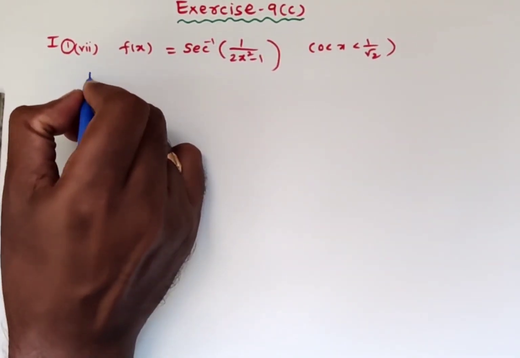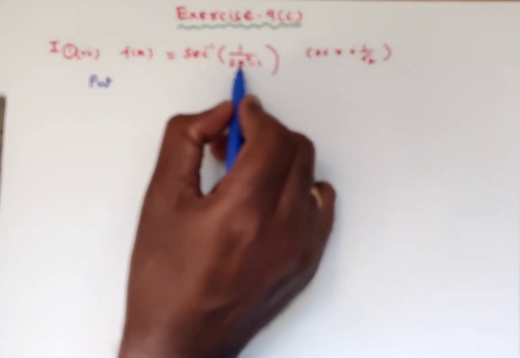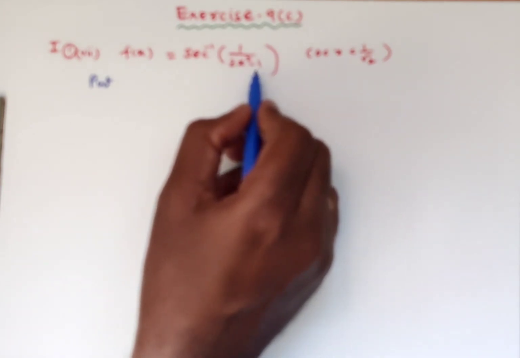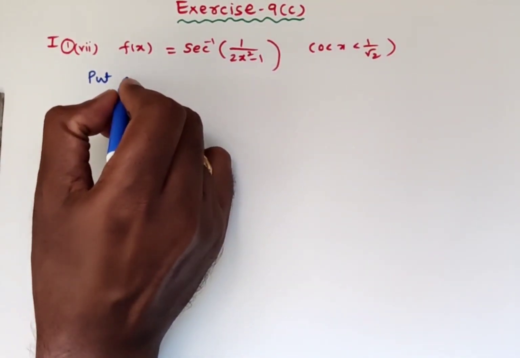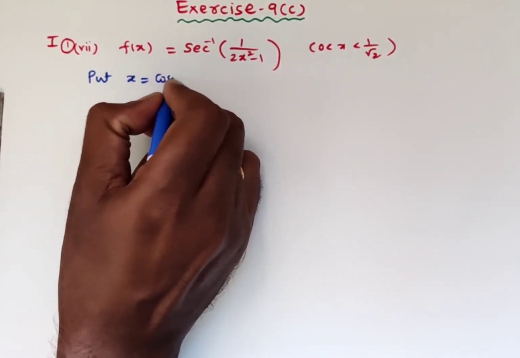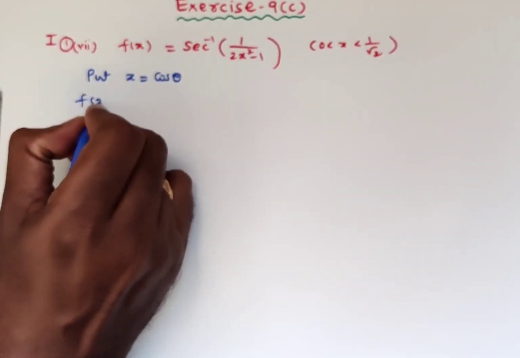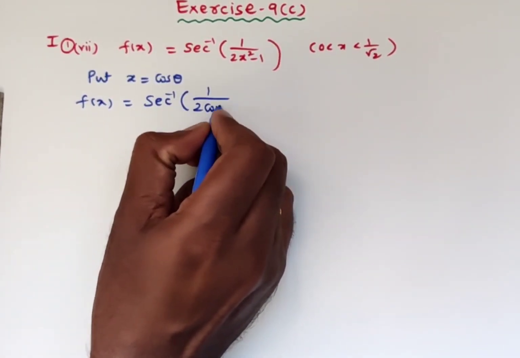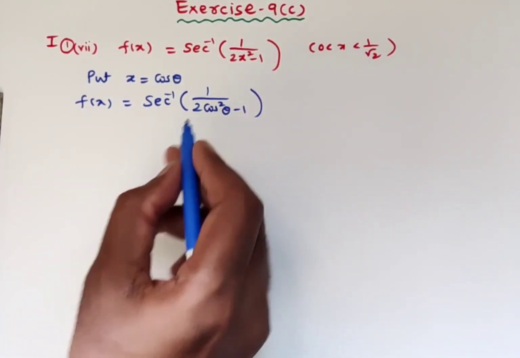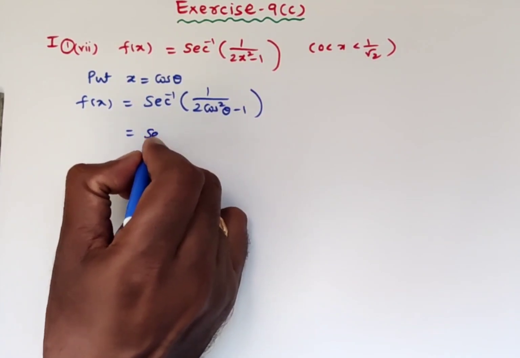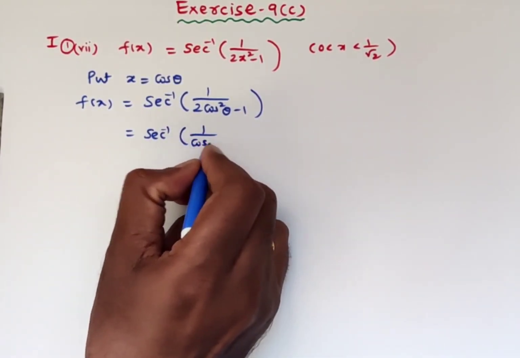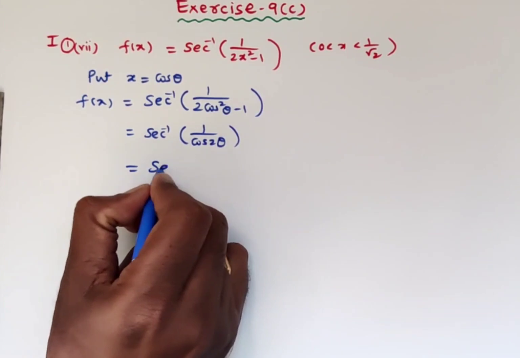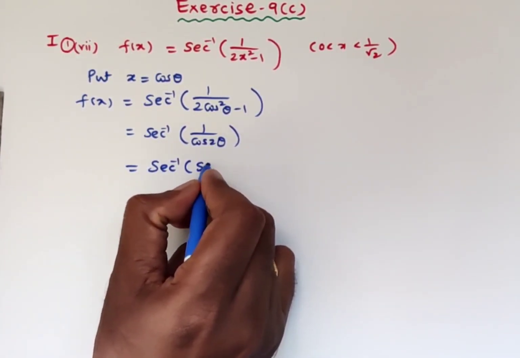So put x equal to, see here you can observe the denominator. This is in the form of 2x square minus 1, which means if you replace x with cos theta, it is 2 cos square theta minus 1. 2 cos square theta minus 1 is cos 2 theta. And x equals cos theta. Then our f of x will become secant inverse of 1 divided by 2 cos square theta minus 1. From the double angle formula, 2 cos square theta minus 1 can be written as cos 2 theta. So it is 1 by cos 2 theta. Now 1 by cos is the reciprocal of secant. So it is secant inverse of secant 2 theta.